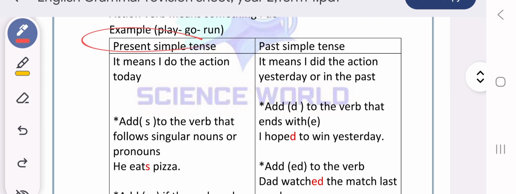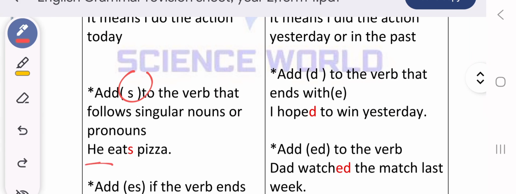So present, it means it's a fact. Heba always wakes up early. So this is a fact, we will put it in the present. We will add S to Heba or he because it's only one. So we will add S to the verb.